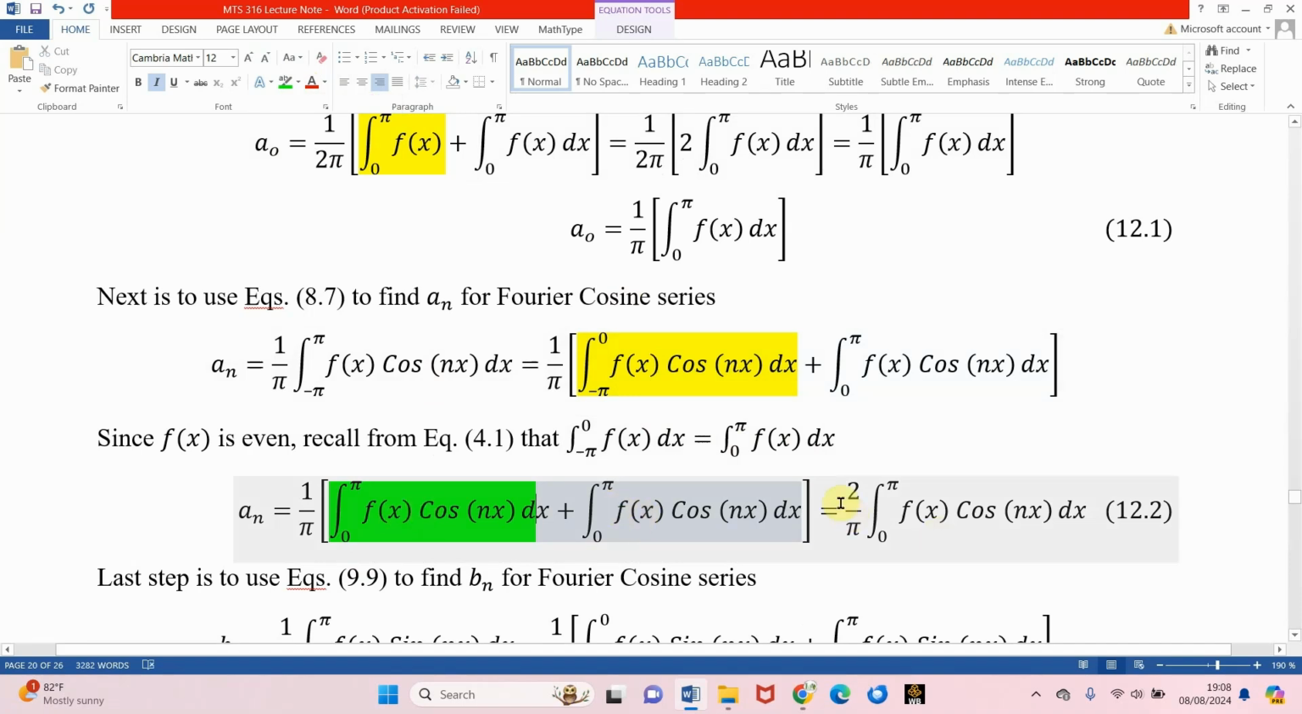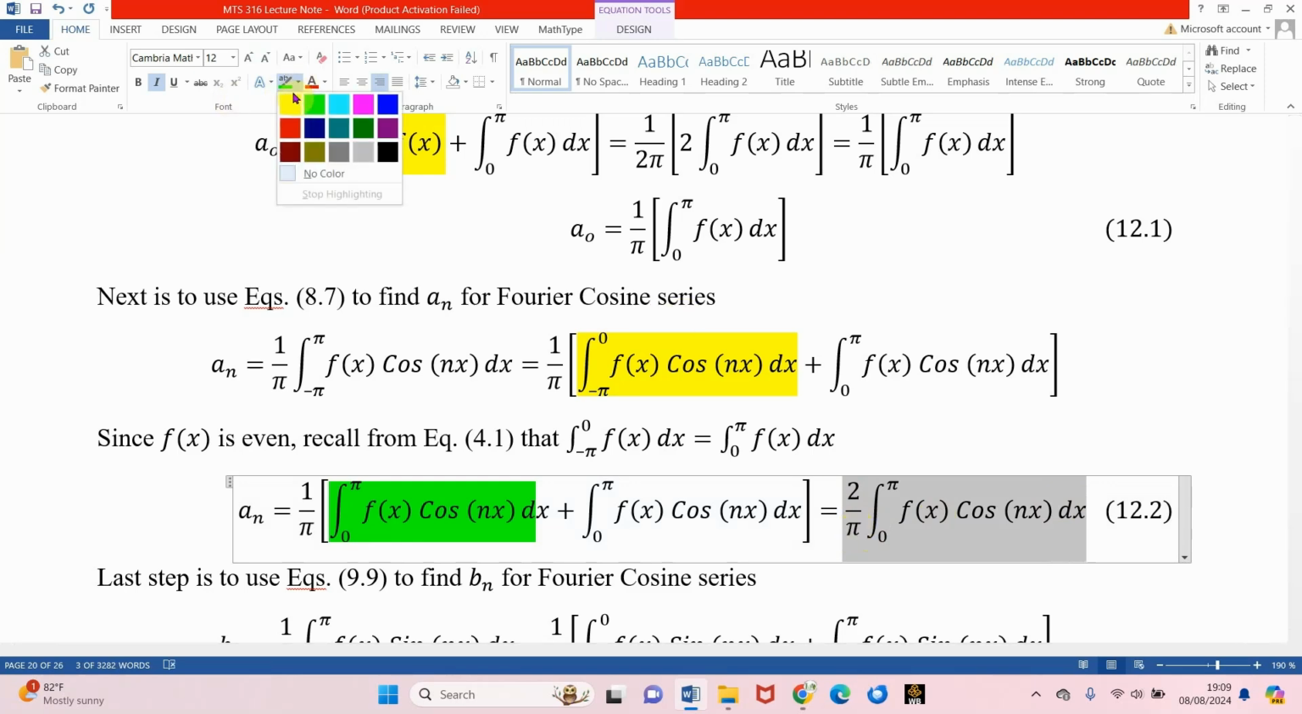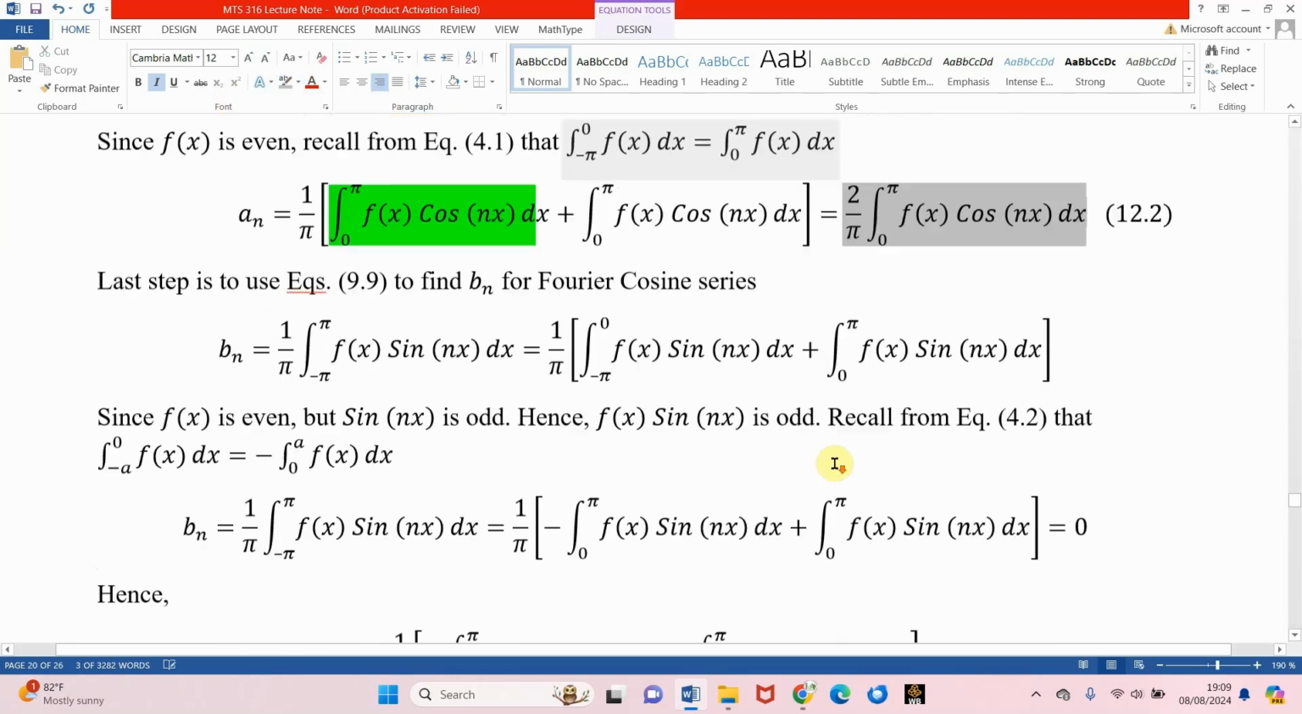So this and this will give us 2 of it, then we have 2 over pi. But remember, we are considering the fact that f of x is an even function. So for the Fourier cosine series, what we have here is 2 over pi, but for the normal Fourier series, what we have is 1 over pi. So that is that. Let's proceed again.